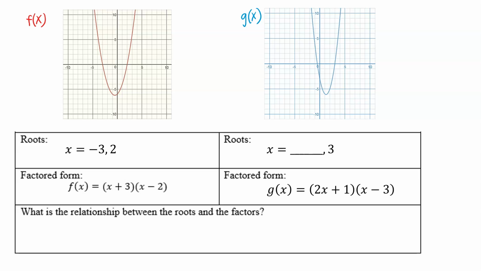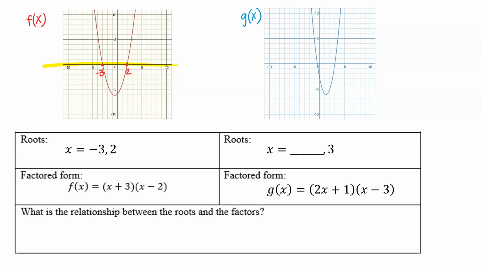We know that the definition of roots is solutions of x when y is equal to 0. So when y is equal to 0 along this axis, we can identify its roots by finding the two solutions of x. One solution is x equals negative 3. The second is x equals positive 2.